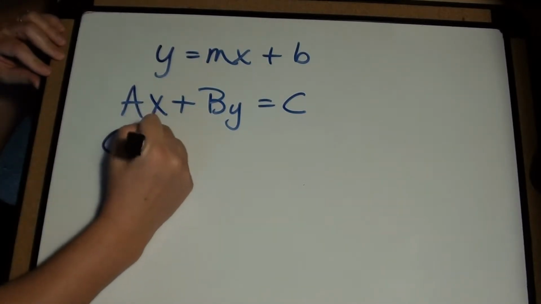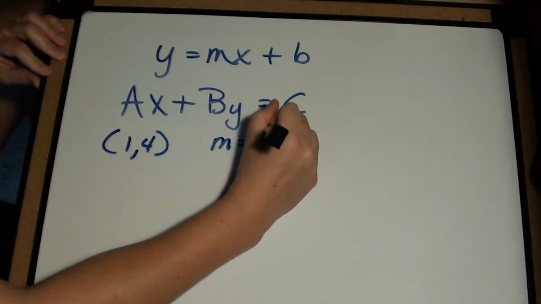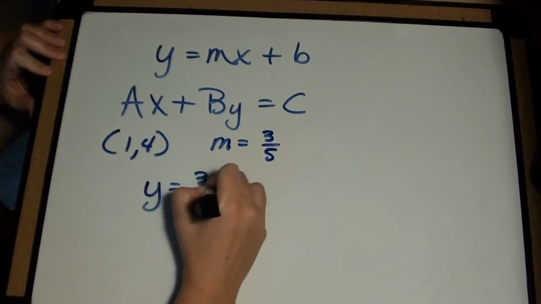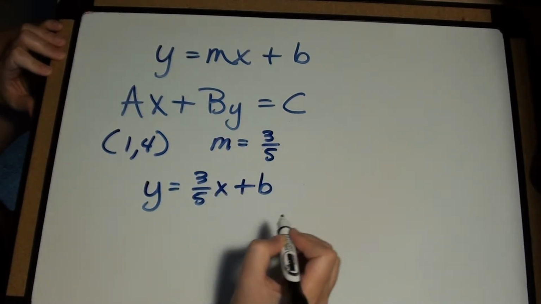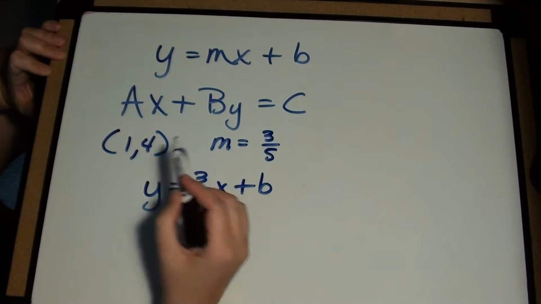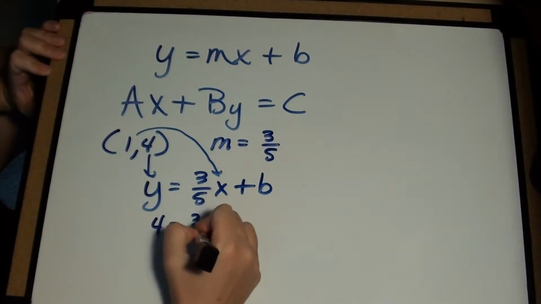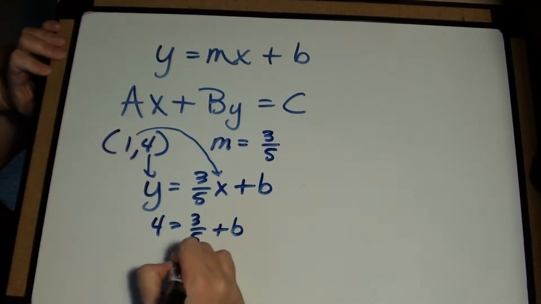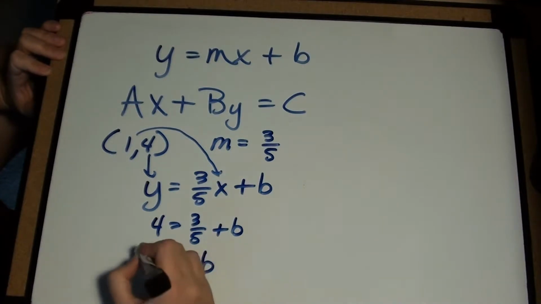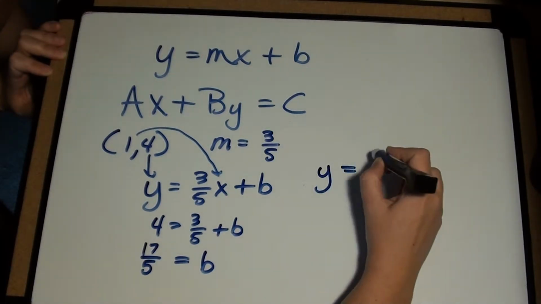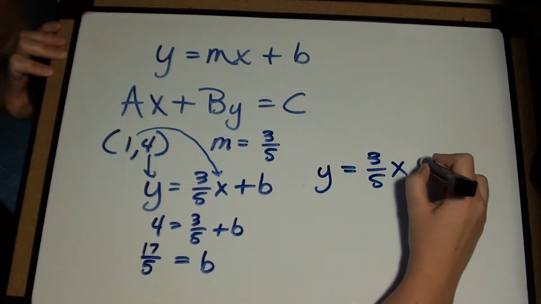If I have the point 1, 4, and the slope is 3/5, I would go ahead and put that in my equation. y equals 3/5 x plus b. Now, how do I fill out the rest of the equation? I put 4 in for my y and 1 for my x. So I get 4 equals 3/5 plus b. That means b must equal 17/5, right? Yeah, because 4 is 20/5 minus 3/5 is 17/5. Okay, so here we go. We have y equals 3/5 x plus 17/5.